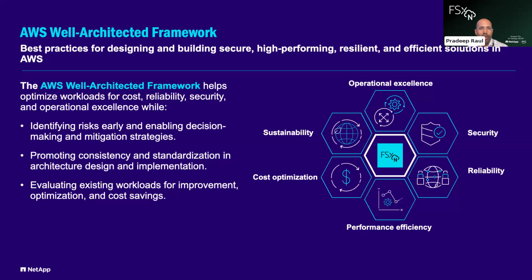As most of you will probably know from the poll, I can see there's good familiarity around it. The framework has 6 pillars, and as you can see here, each of these pillars, whether it's operational excellence, cost optimization, they have their own design principles and architectural best practices, so you can follow those when you are designing or running workloads in cloud.